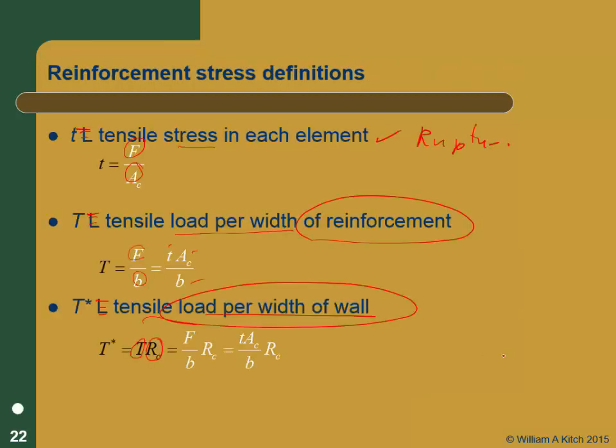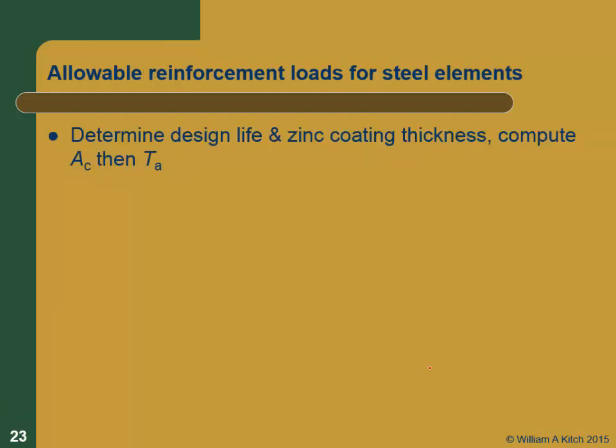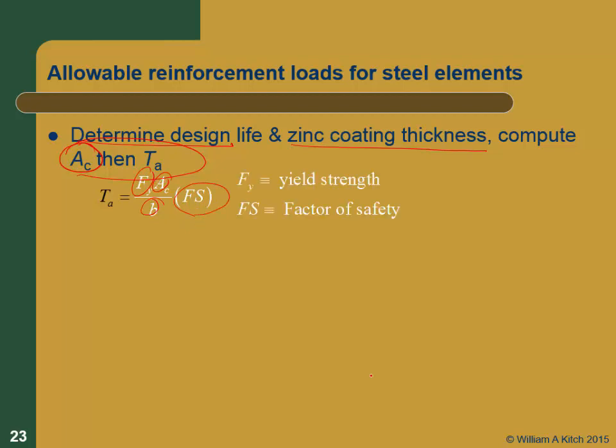Okay, so let's talk about how we get the allowable loads for the steel elements. For the steel elements, this is pretty straightforward. We're going to determine the design life and the coating thickness, and from that we're going to compute the area that's left at the end of design. If there's enough zinc coating, it could be all steel. But if you eat through the zinc, then you've got to calculate the steel. Then we're going to have a T allowable, and it's just going to be this final area times Fy divided by B times whatever your factor of safety is. So it's just yielding of the steel, very simple.